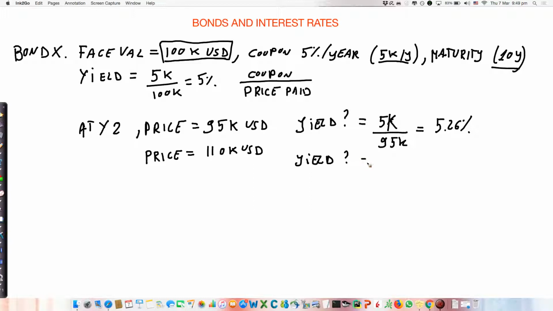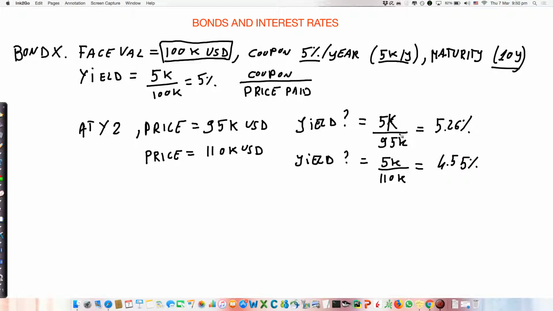In this case, the yield will be again the 5k. So remember, this is very important. You get a coupon based on the face value, not based on the current price. So you still get 5k regardless of the price you pay. But if you now pay 110k, then the yield you get is something around 4.55%.